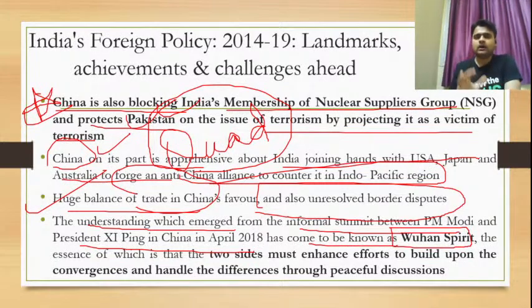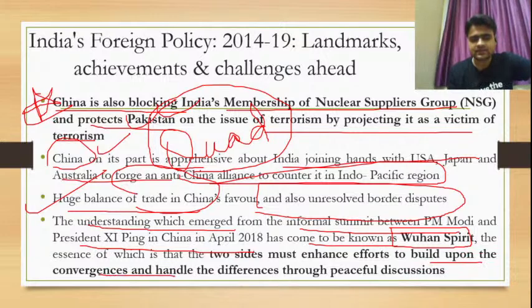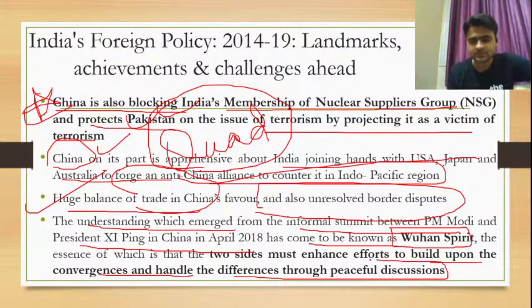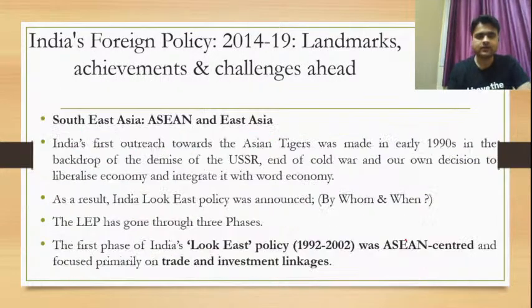मतलब कि हम लोग अपने प्रॉब्लम्स को रिजॉल्व करेंगे थ्रू कोऑपरेशन, थ्रू डायलॉग्स. फाइन, that is, two sides must enhance efforts to build upon the convergences and handle the differences through peaceful discussions. Fine, this was something which was the essence of Wuhan spirit, and right now you might be getting this in news, that is the Wuhan spirit, the Mahabalipuram dialogues. Fine. Now let us look into the Southeast Asia angle.